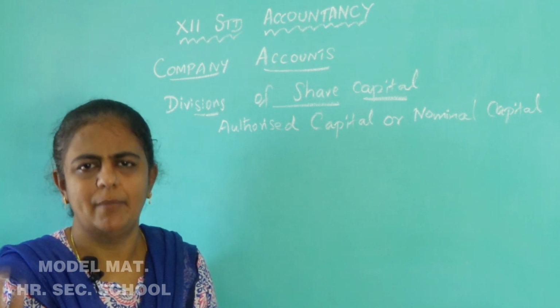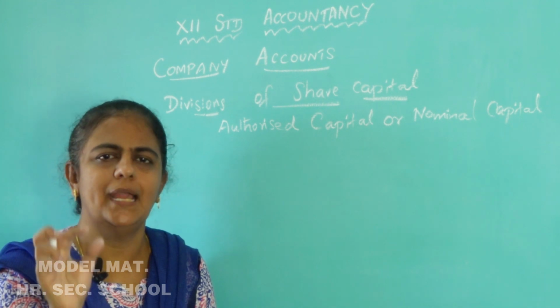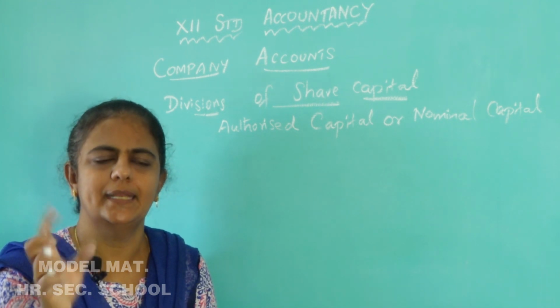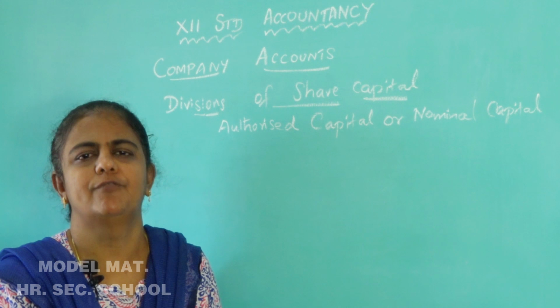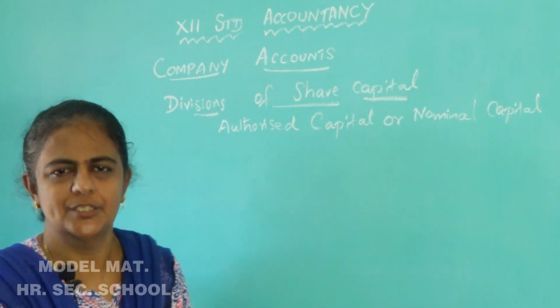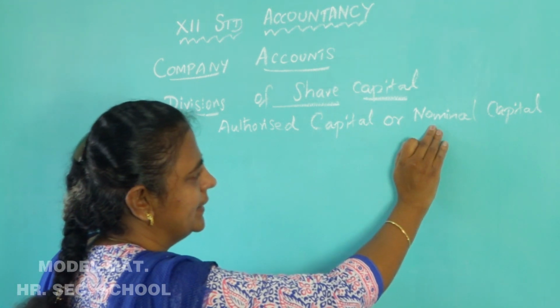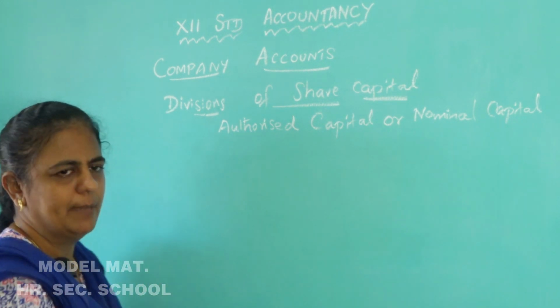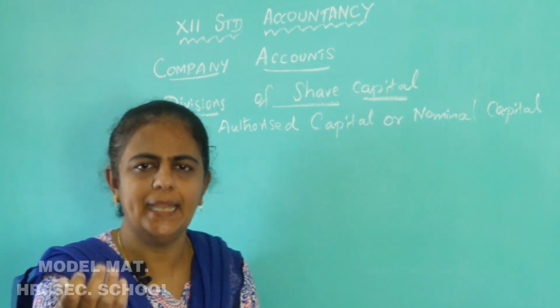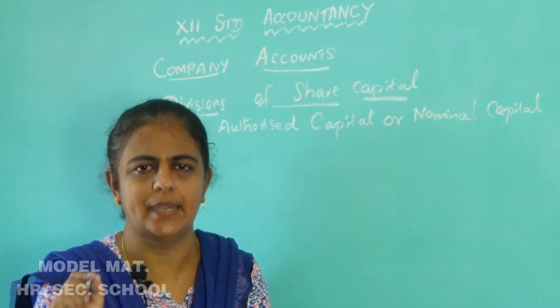It is mentioned in the memorandum, which means the company can collect only up to 1 lakh from the public in the form of issuing shares. Understood? Authorized capital or nominal capital is the maximum amount of capital which the company can take from its shareholders, and it will be mentioned in the memorandum.